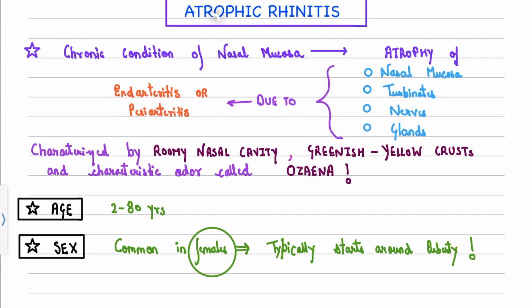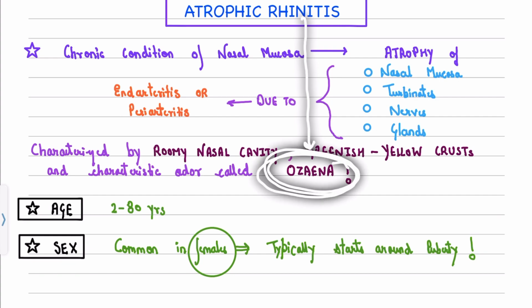Okay, atrophic rhinitis is characterized by very important, all these three terms are highly important. That is roomy nasal cavity. We see greenish yellow crusts in the nasal cavity and a characteristic odor referred to as ozena. Alright. Atrophic rhinitis is sometimes referred to as ozena as well. So these two words are used interchangeably.